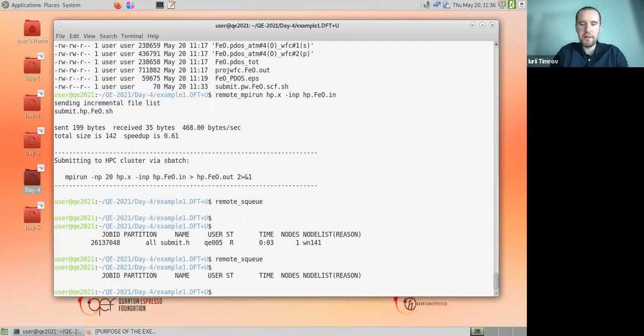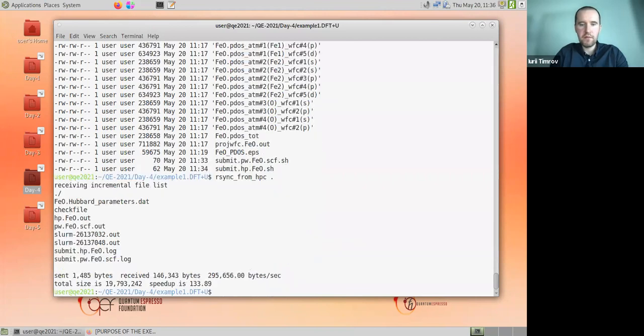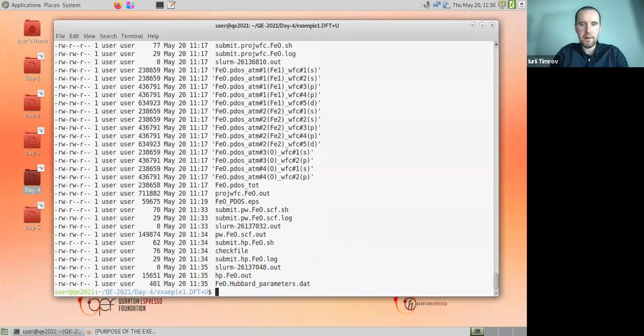Okay, the calculation is finished. Let's copy it here. So we do rsync from HPC, dot. Okay, and we can check the output file. The HP calculation will produce a file called iron-oxide.Hubbard_parameters.dat. So we can open it.